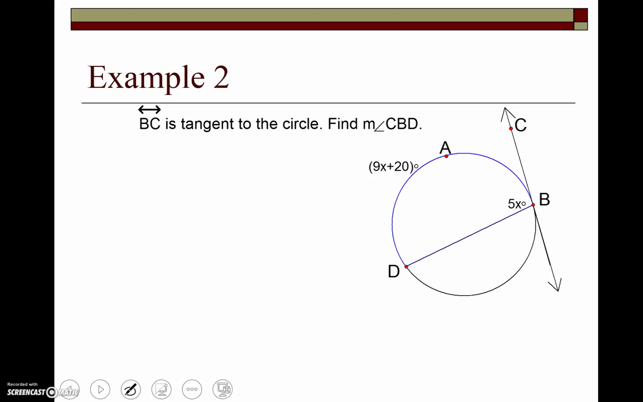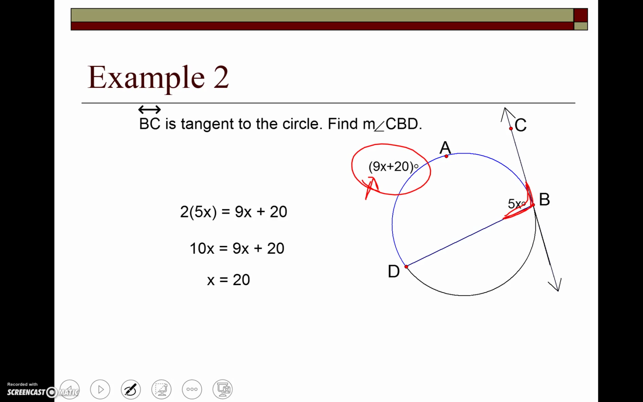Moving on to our next example, we have line BC tangent to the circle. We want to find the measure of angle CBD. Same deal, we want to set this up. Here's the angle that we know. We can either double this one or we can cut this arc in half. I'm going to double the 5x because that's going to make whole numbers as opposed to a half number when I divide 9x by 2. So if I do 2 times 5x, I get 10x. I subtract 9x from both sides, and I get x is equal to 20.